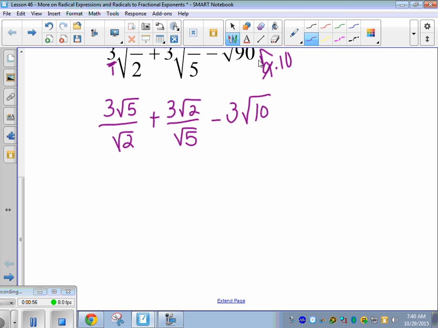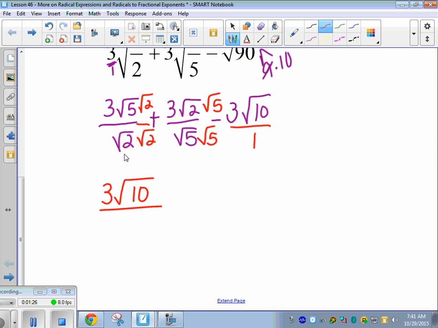All right, and from what we were doing before, we want to simplify this by rationalizing the denominator. So, Caden, what should I multiply top and bottom by here? Okay, so square root of 2 over square root of 2. And here, square root of 5 over square root of 5. Over here, we do not need to rationalize the denominator because that's over 1. Okay. So this is 3 square root of 10.